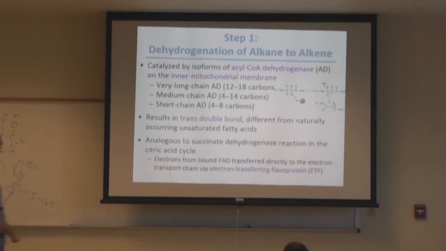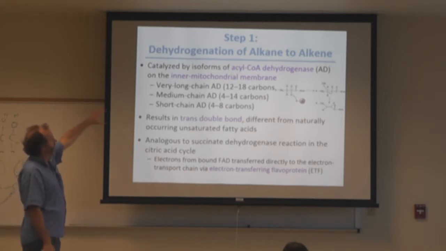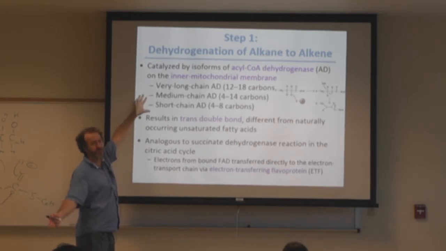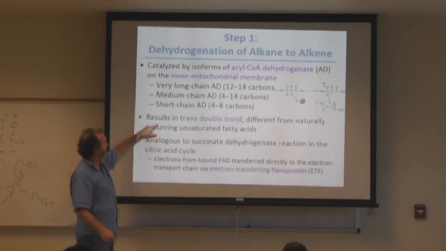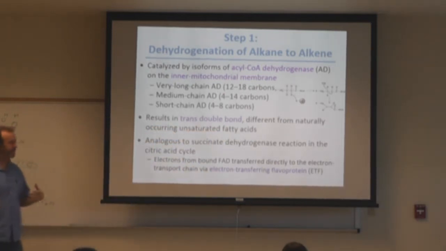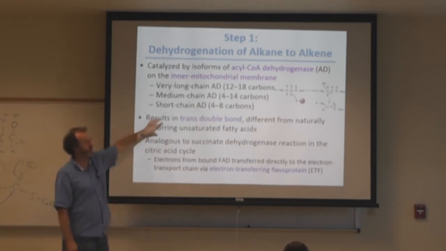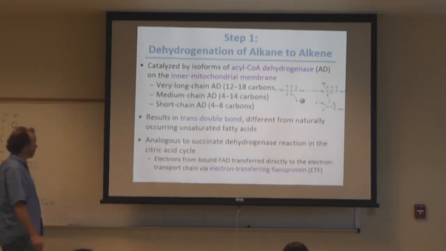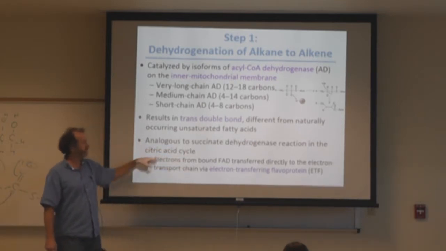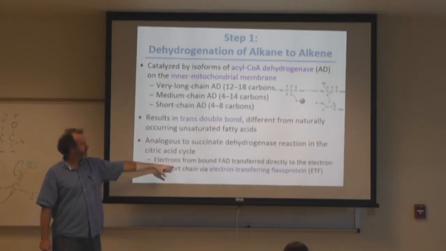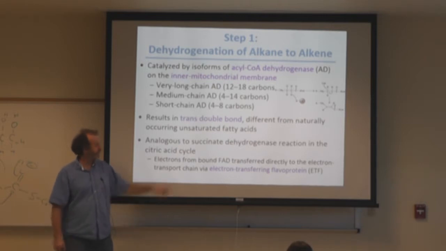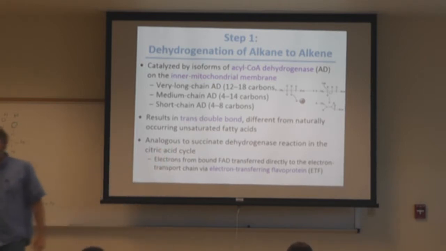So this step 1, dehydrogenation of alkane to alkene, with different enzymes based on the length of that fatty acid, results in a trans double bond, which is different than the cis double bonds we normally eat, but this trans double bond's basically an intermediate in burning of the fatty acids. It's analogous to the succinate dehydrogenase reaction in the citric acid cycle, right? So electrons from the bound FAD transfer directly into the electron transport chain, just like in the succinate dehydrogenase reaction.